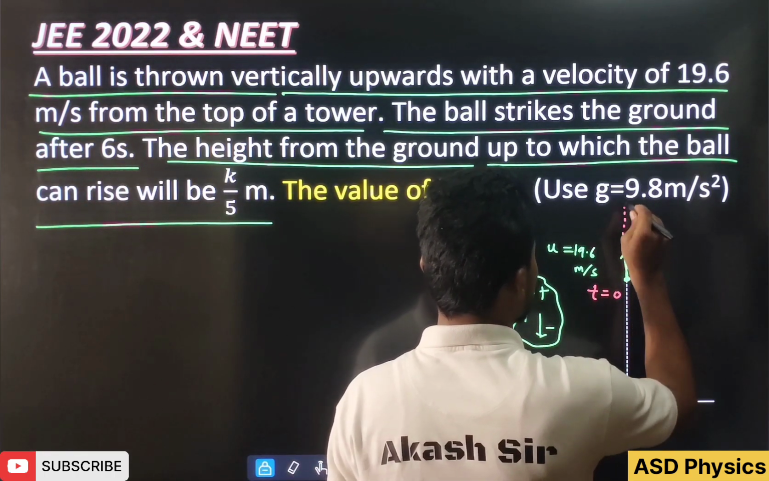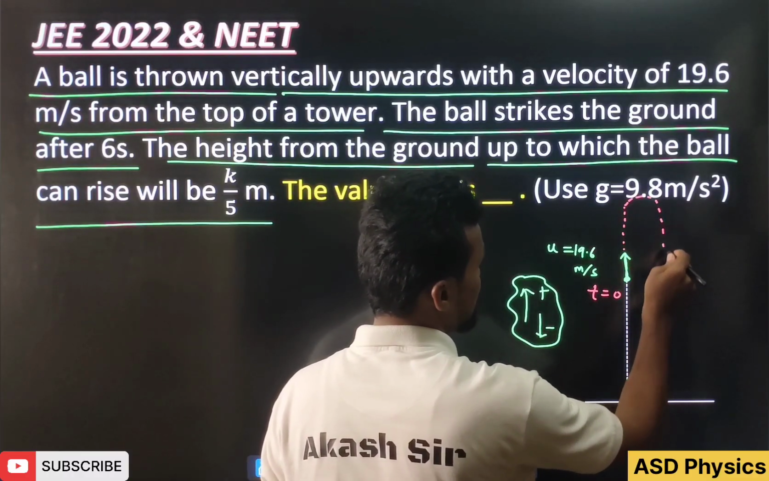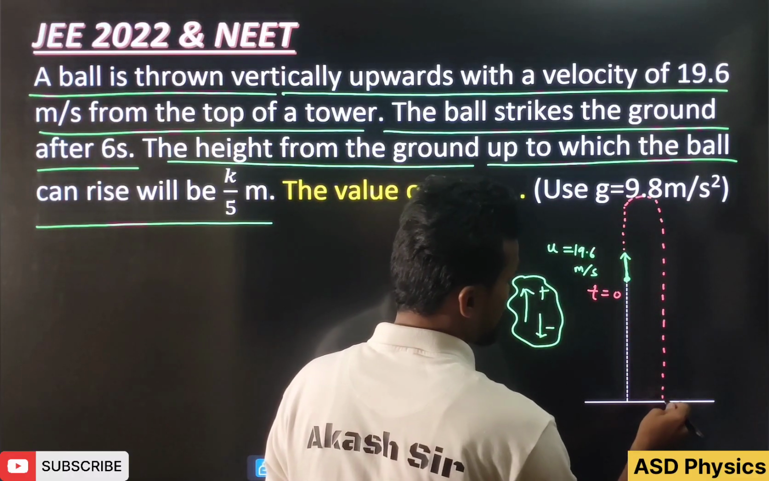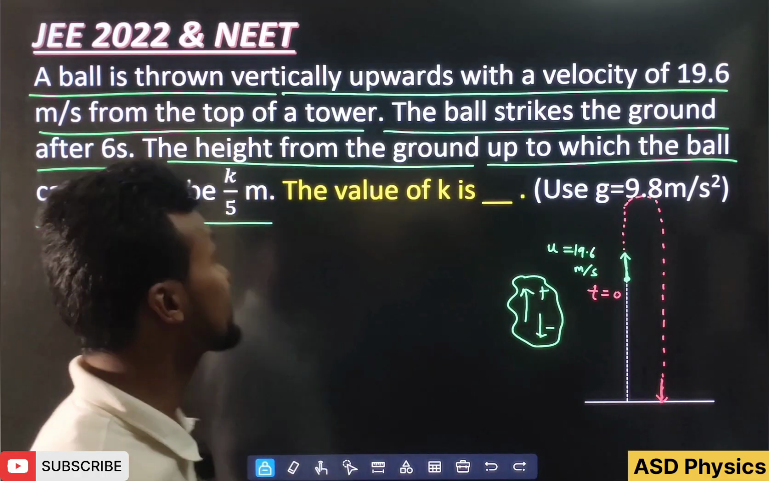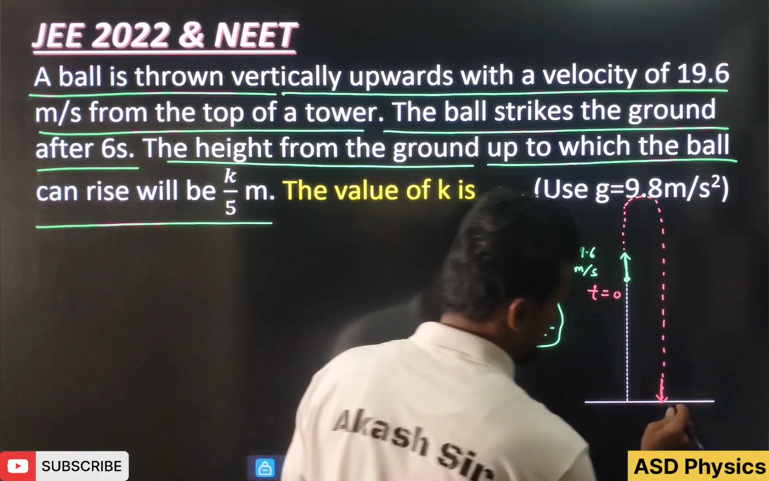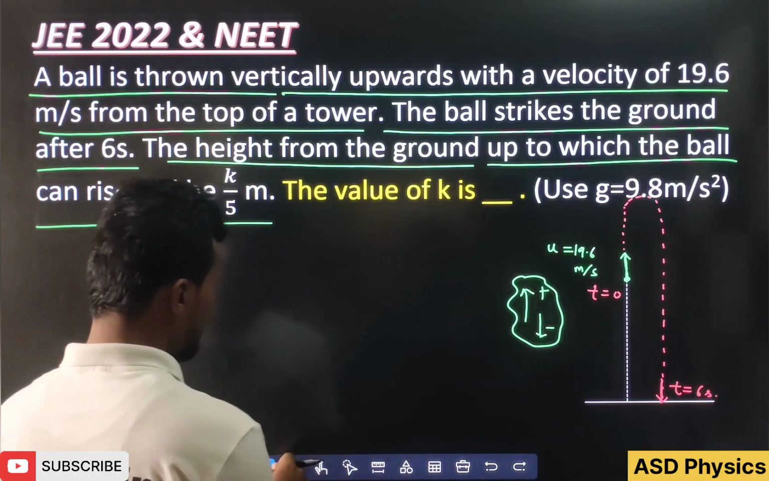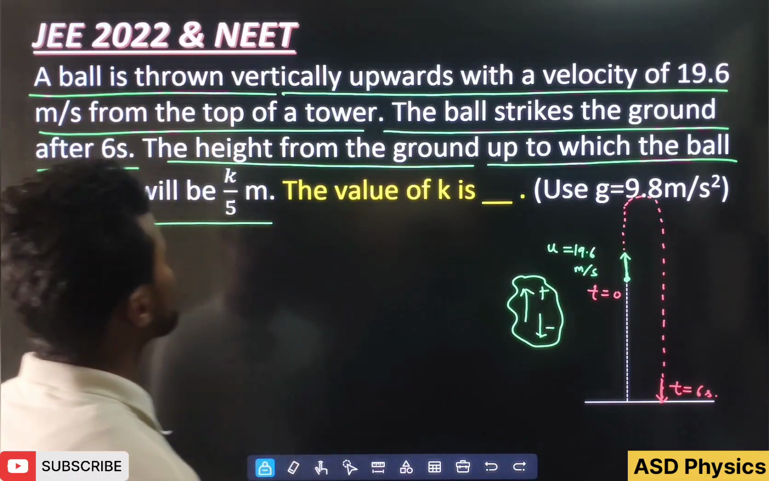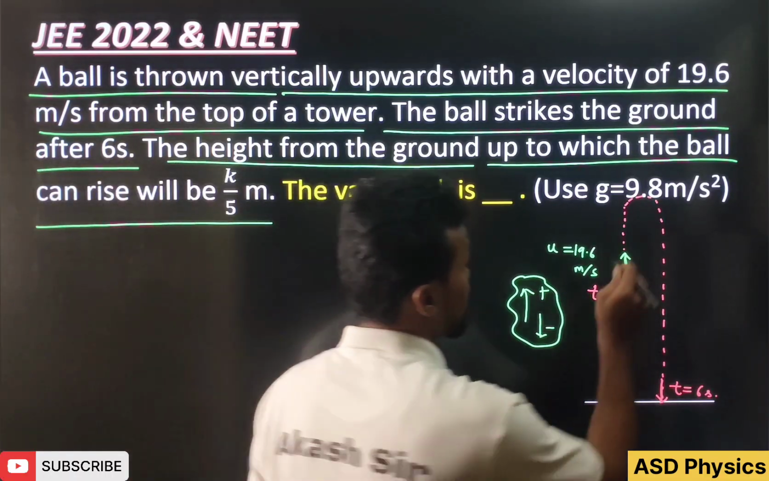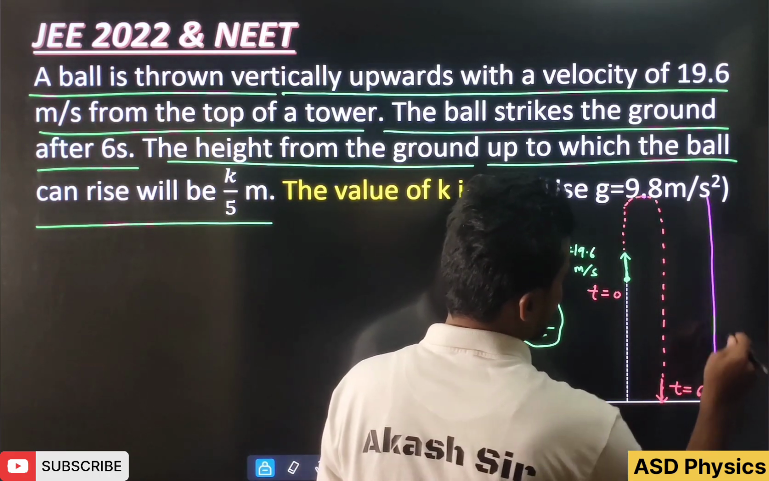After that what will happen? The ball will go up. It will follow the same path, but for representation purposes we will draw like this, is it? And when it is striking the ground, how much time is it taking? You can see 6 seconds. That means here t equals 6 seconds. So t equal to 0 starting and t equal to 6 seconds ending. We have to calculate the height from the ground. Now this height we want. This height.